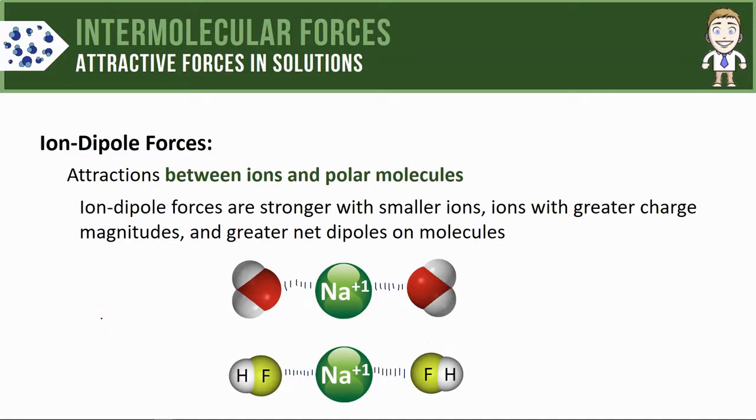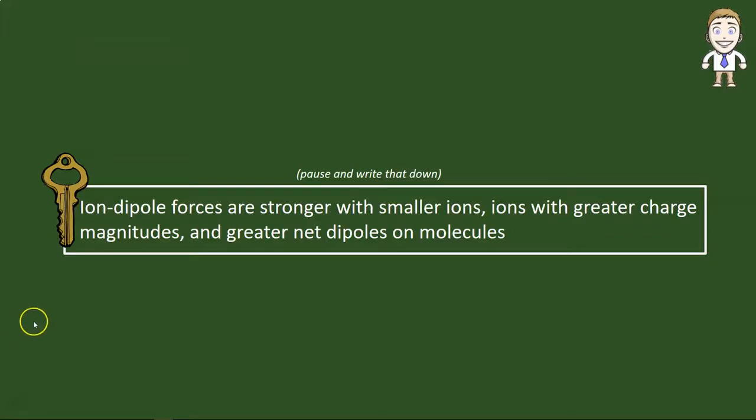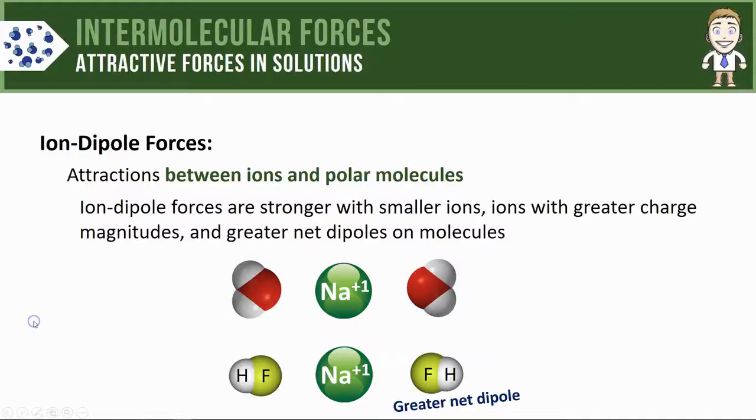Here's a different model. This time we're looking at the ion dipole forces between sodium and water and sodium and hydrogen fluoride. Since both scenarios involve a sodium cation, that's not the difference between the two. Instead, we have to look at which of the two molecules has the greater net dipole. There's a very large electronegativity difference between hydrogen and fluorine. That means the HF molecule is more polar or has a greater net dipole. This tells me that the ion dipole force between sodium and hydrogen fluoride will be stronger than those between water and sodium. Make sure to take some time and write down the key ideas related to comparing ion dipole strength.